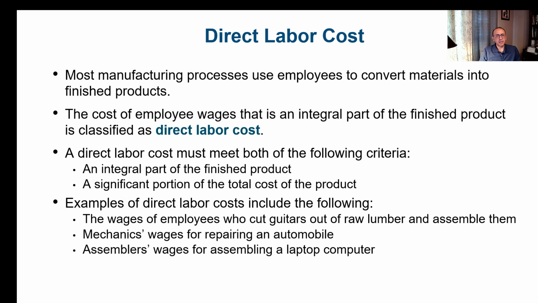Then we have the direct labor cost. And most manufacturing processes use employees to convert material into finished products. Usually we have the material, and then we have employees or workers that would help us put the material together. So the cost of employees or employee wages, that is also an integral part of the finished product, is classified as direct labor cost. Two criteria again that should be met: an integral part of the finished product, a significant portion of the total cost. Same idea like direct material.